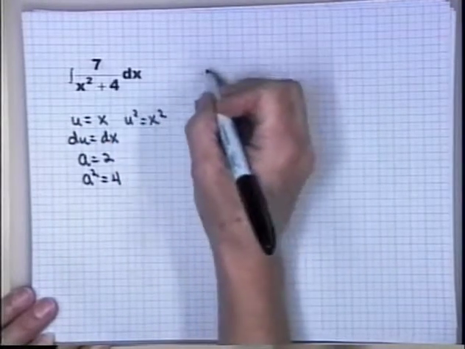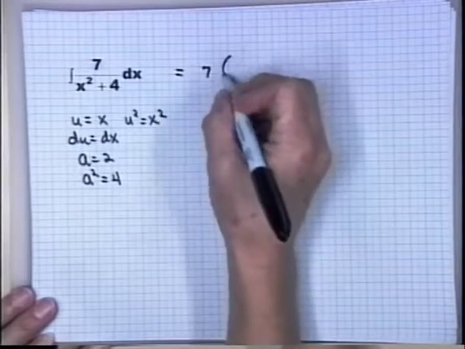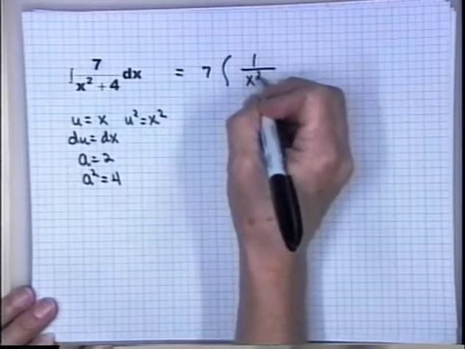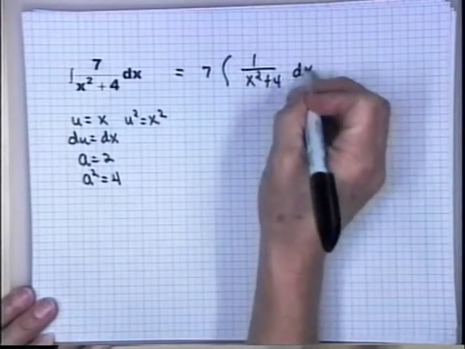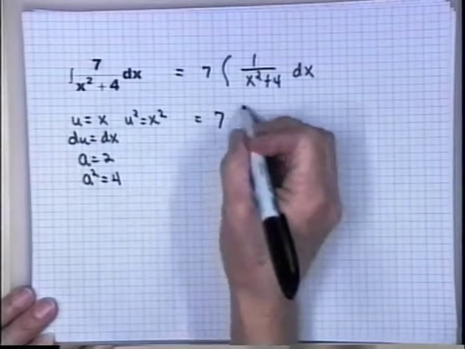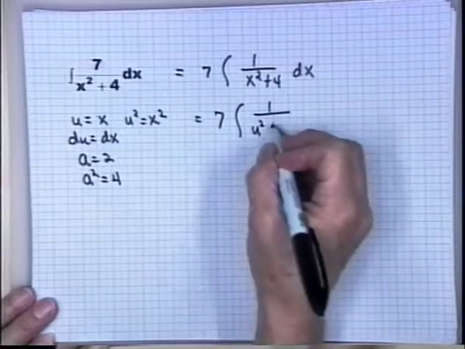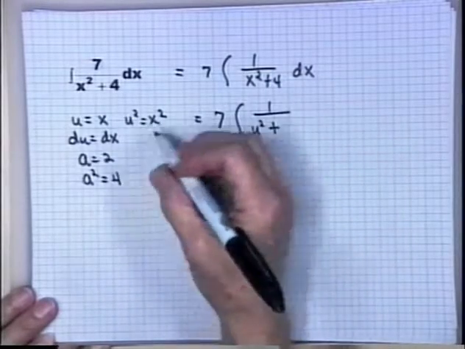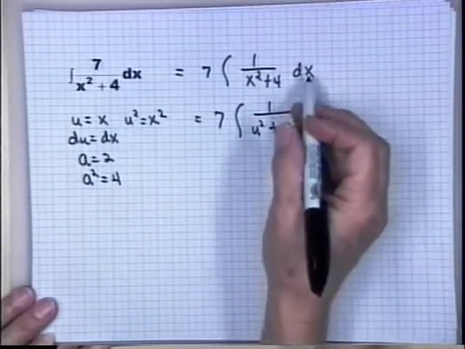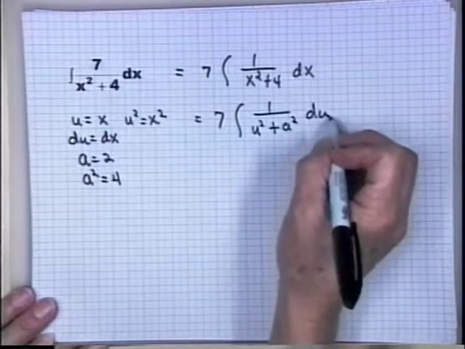The 7 that's on top is a constant, so I can pull that in front first of all, and then I can bring that constant down. My x squared can be changed to a u squared, plus my 4 can be changed to an a squared, and my dx can be changed to du.